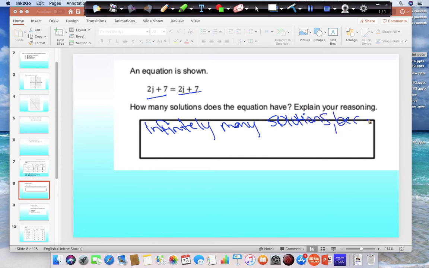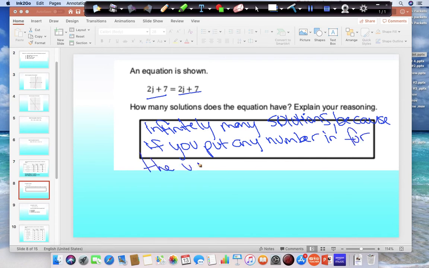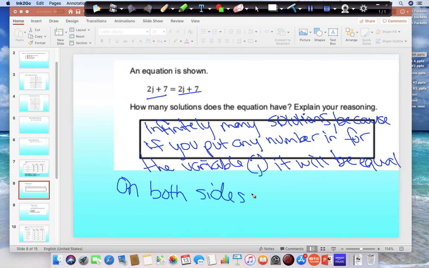Okay, and this is because if you put any number in for the variable j, it will be equal on both sides of the equation. Okay, make sure to write all of this down for this problem.